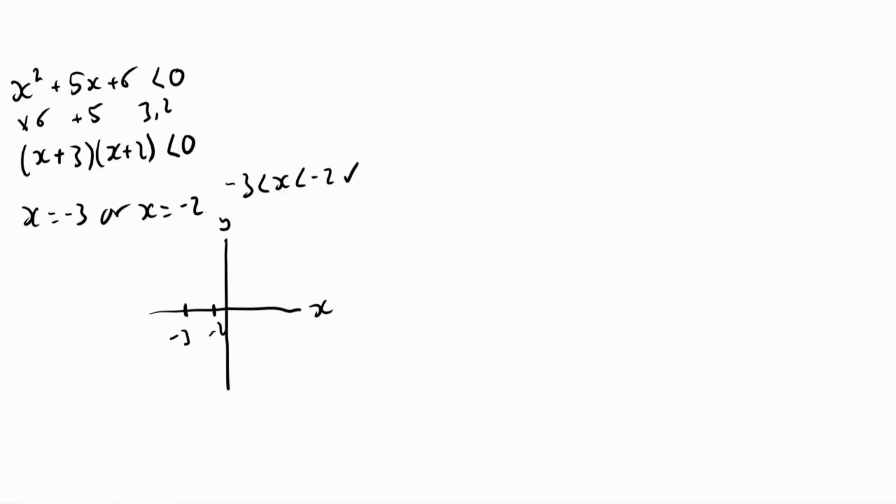And it's a positive quadratic, which means it is definitely a U shape. Now the values for which it's less than 0 means it has to be underneath the x-axis. So in this question, this is actually correct.